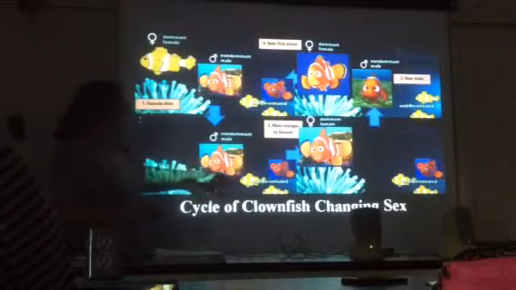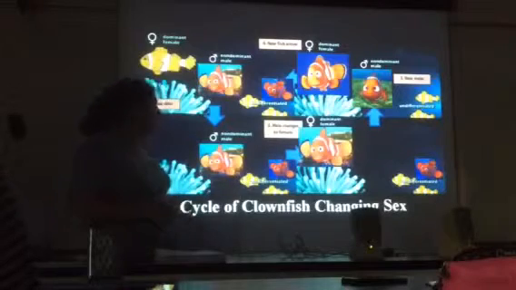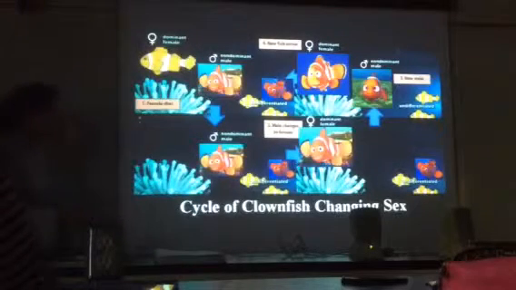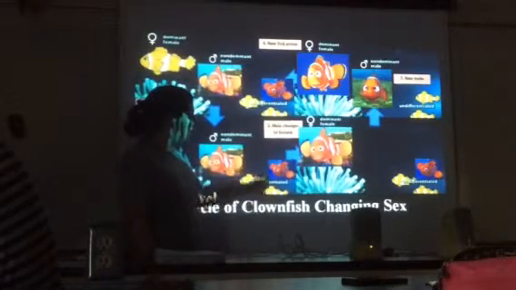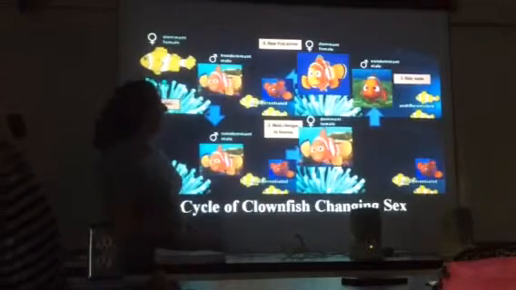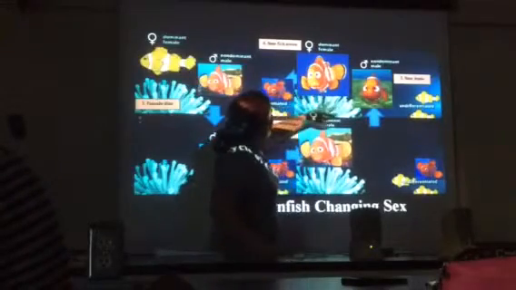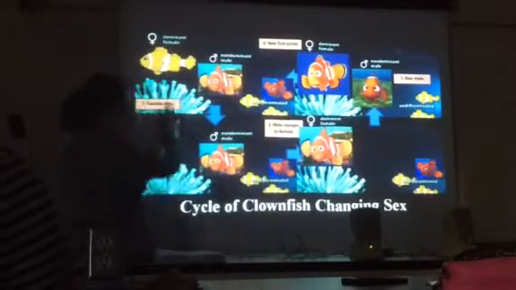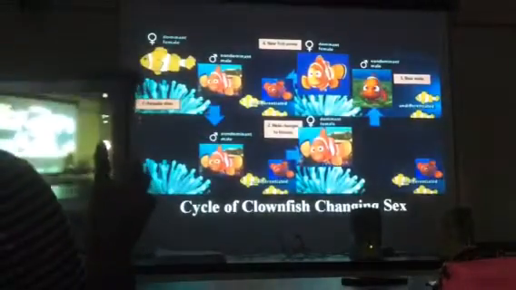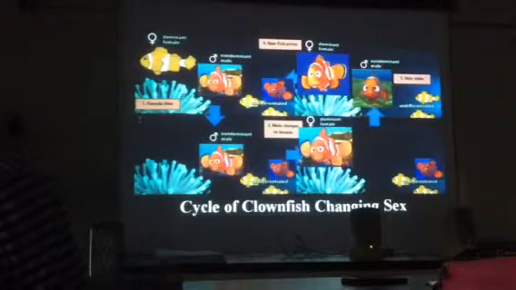The male, a more dominant male, is going to change into a female. These are some individuals that are sort of undifferentiated, and then you have a new male coming in, and a dominant female within the anemone. This is just showing a bit of the social aspect. You're going to have one dominant female on that anemone.